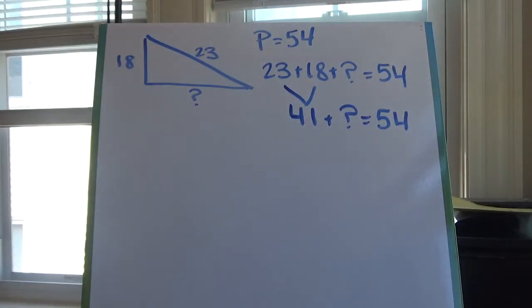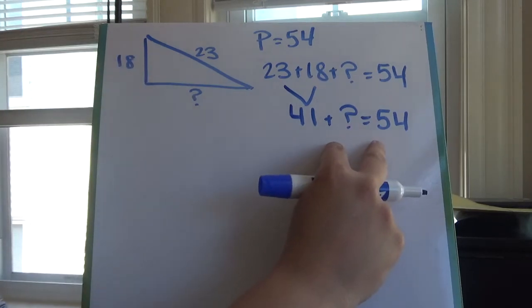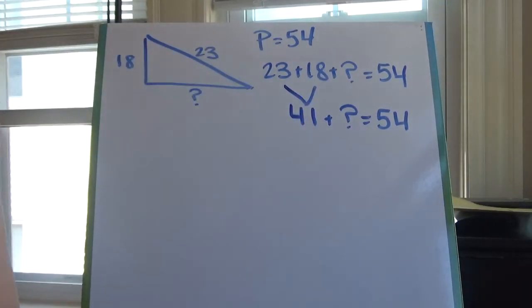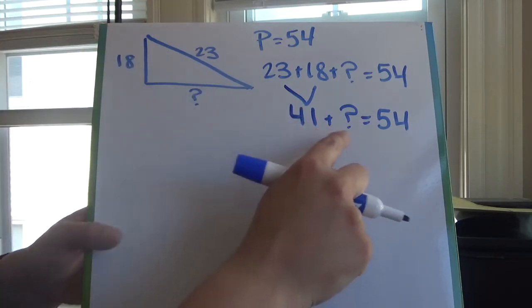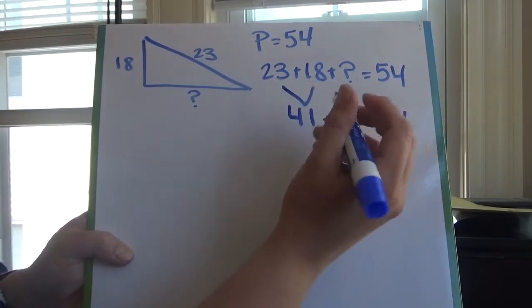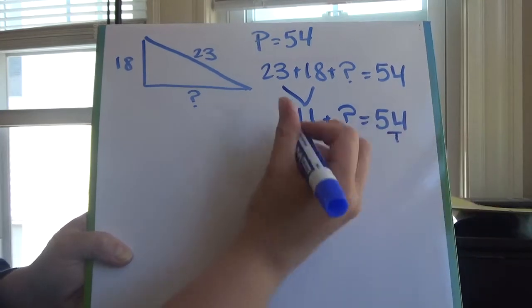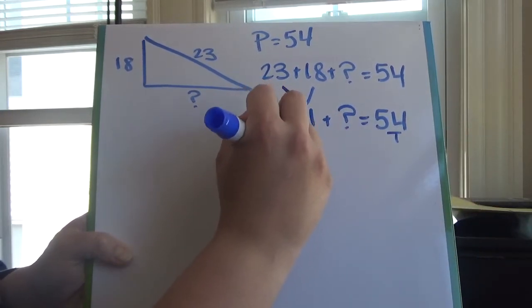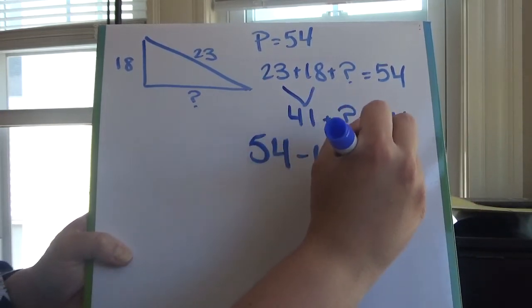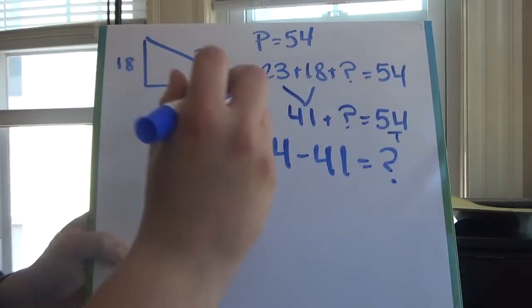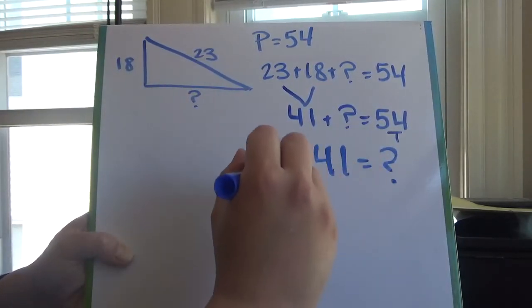Awesome. Okay, so 41 plus something equals 54 means now I need to solve this like I would solve any number sentence that looks like this. I am going to turn this into subtraction because this represents my total. So I would write 54 minus 41 equals something. And then I can set up a simple algorithm to help me solve this.